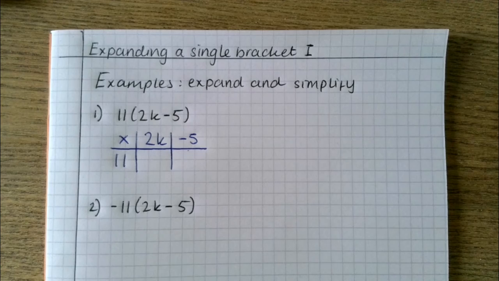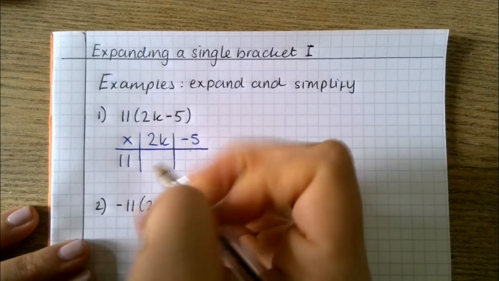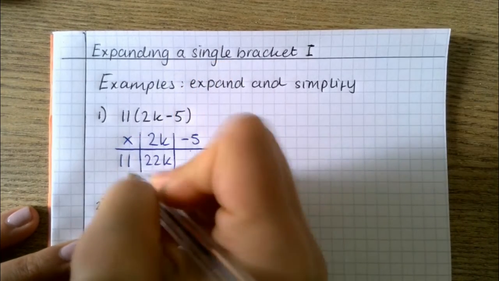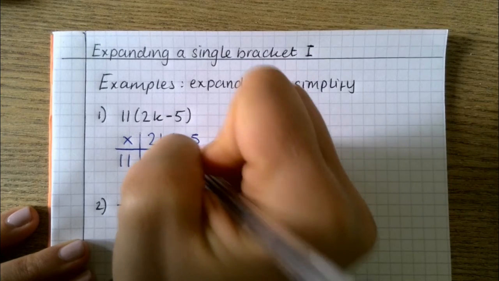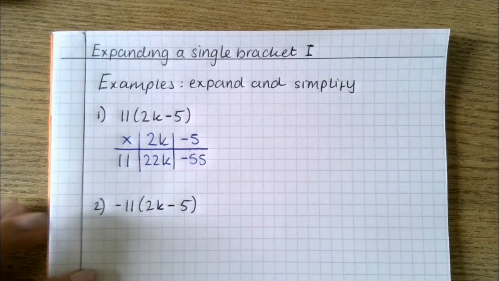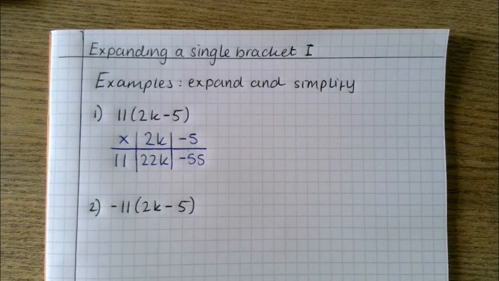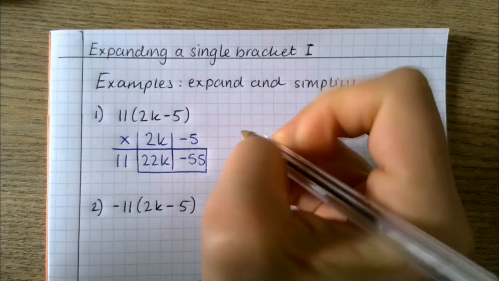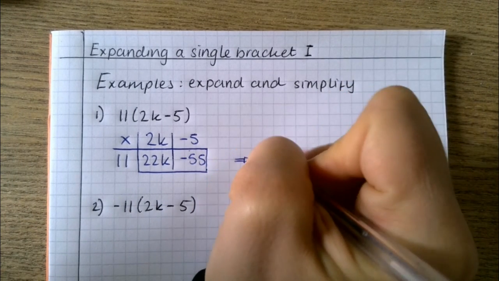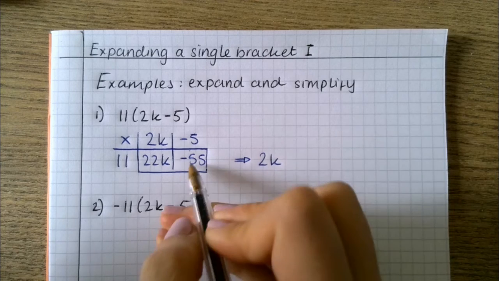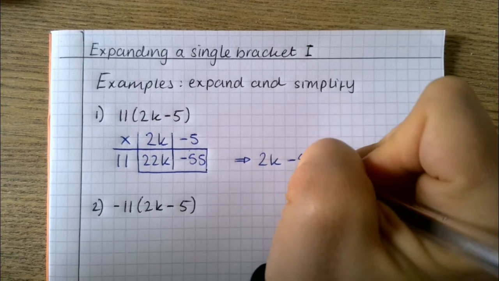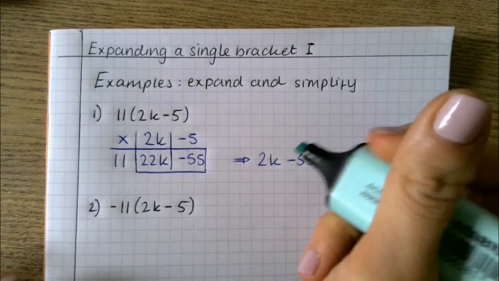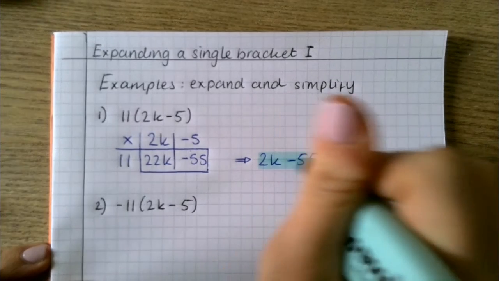So I'm going to fill out the grid. So 11 times 2k is 22k. And 11 multiplied by negative 5 is negative 55. And then the same as when you're doing grid method with numbers, you add up what is inside your grid. So our final answer is going to be 22k plus negative 55, which is just subtract 55. So that is the answer to the first example.